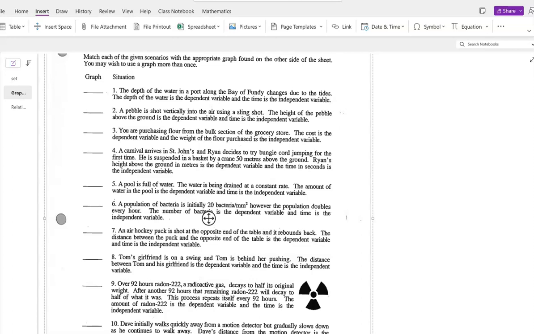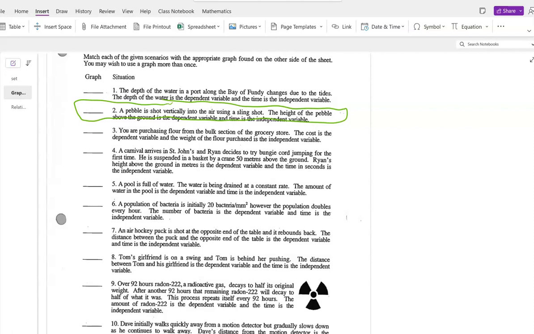But let's, for example, focus in here on number 2. Okay, number 2 says you're taking a pebble and you're going to shoot it vertically. Vertically means you're going to shoot it up into the air using a slingshot. The height of the pebble above the ground is the dependent variable and time is independent variable. Okay, so dependent, independent. What this is saying is that the height of the pebble is going to depend on how long it's been in the air.